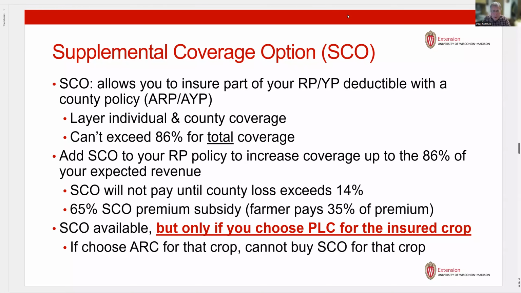SCO is available, but you can only buy SCO for a crop if you have chosen PLC as your farm program for that crop. And so if you're going to be choosing SCO for a crop, you also have to choose PLC. If you're going to choose ARC, you cannot buy SCO.